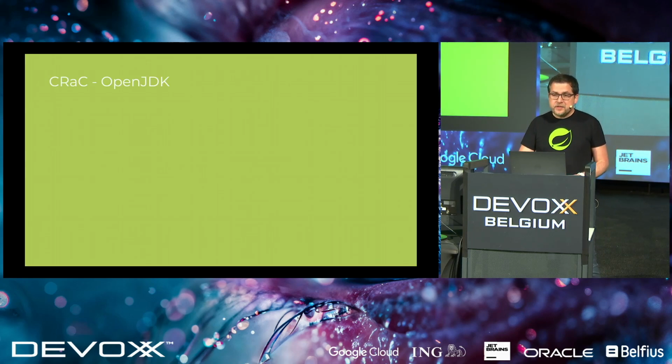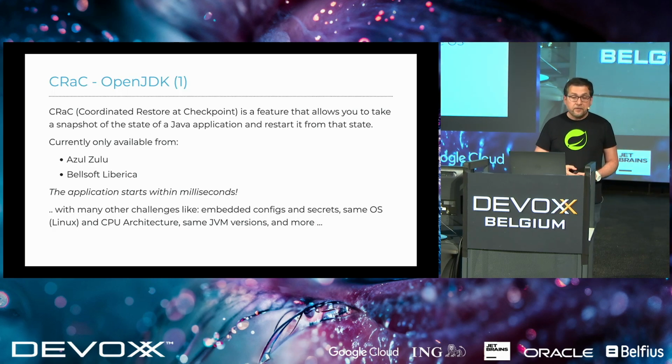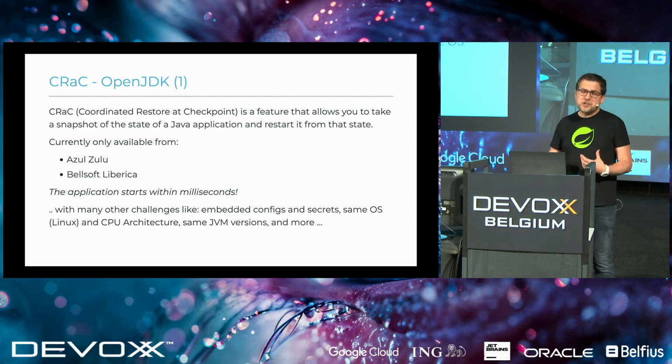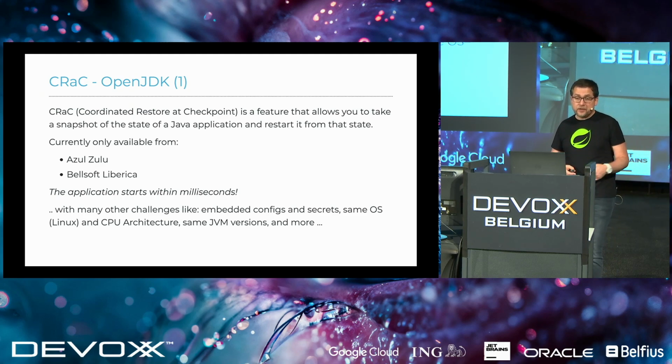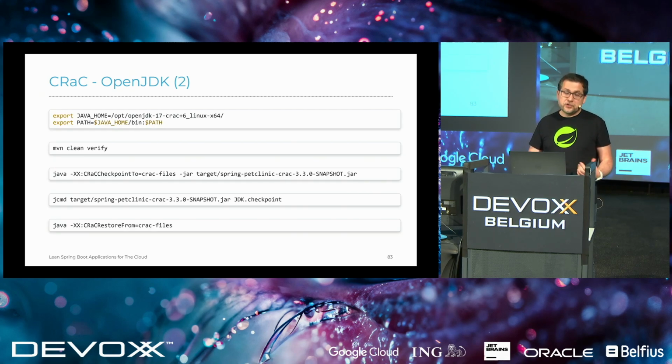Okay, so there is another topic which is called CRaC. And that would also be a great advantage because CRaC is about Coordinated Restore at Checkpoint, which is basically dumping the whole memory to disk. So you could restore from your process which was dumped, and you can continue running your application. This is currently supported from Azul and Bellsoft as well, and you could do that, but we have some challenges there. The biggest one I have is there is no buildpack for this.